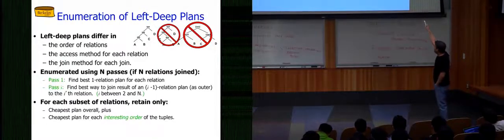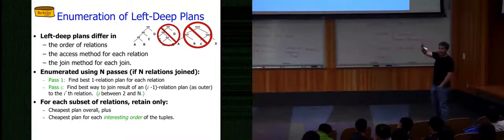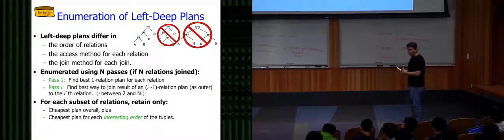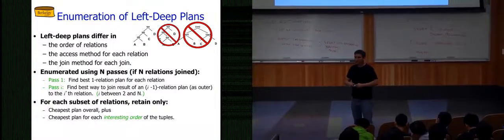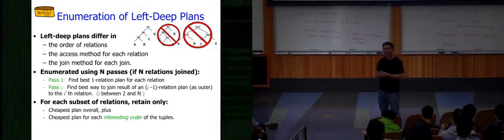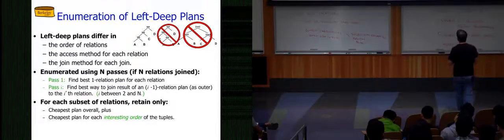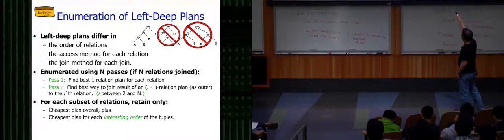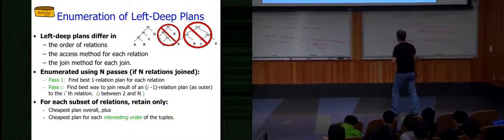In pass I, inductively, we will have found the best way to produce plans of size I-1 tables. And in pass I, what we're going to do is find plans that are of I tables. And we'll find the best one of those. So what's the best way to join a result of an I-1 relation plan, which will be the outer of our join? So think about an I-1 tall tree here. Maybe I-1 is 2.